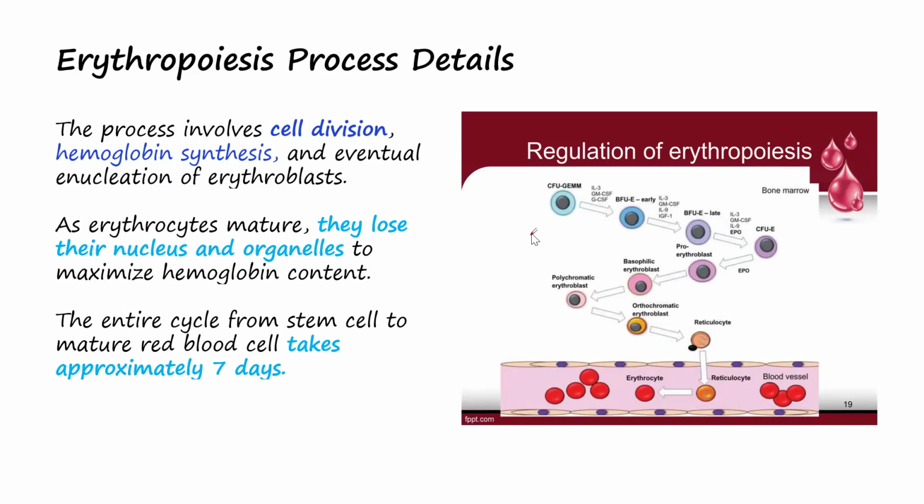So this is how it is. It started from erythroblasts, basophilic erythroblasts, to polychromatic erythroblasts, orthochromatic erythroblasts, and then lastly reticulocyte, and then the reticulocyte will be matured, and the matured reticulocyte is called erythrocyte. That is the matured red blood cell.